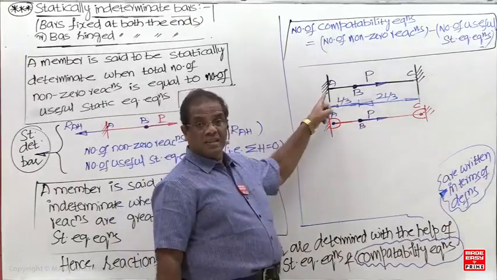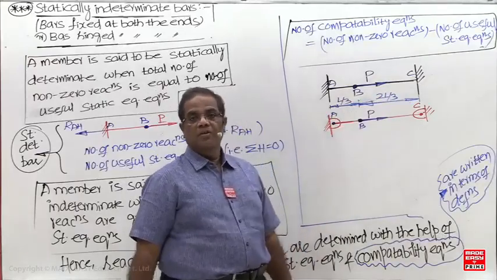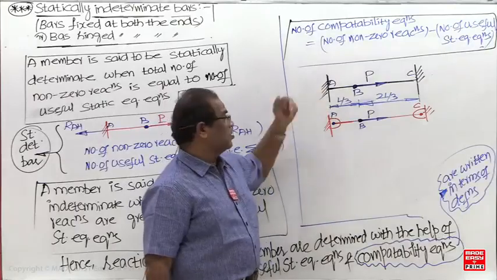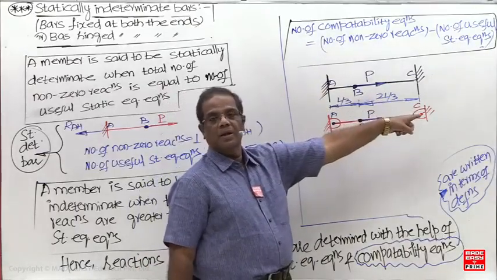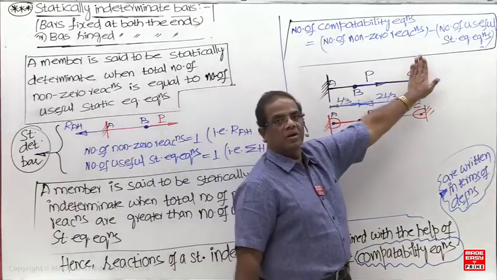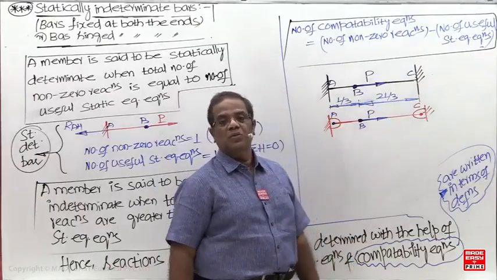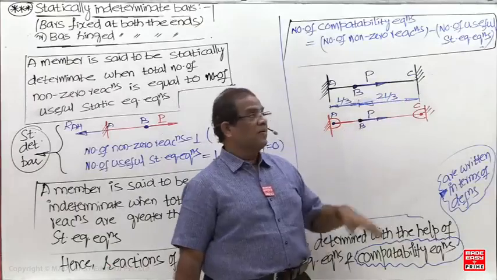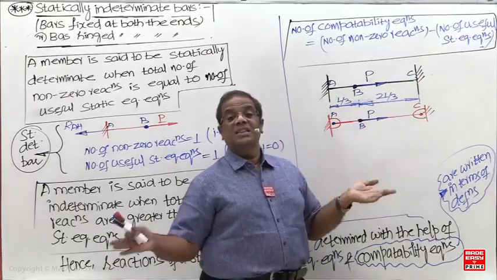Generally one support is sufficient here. Why do we provide another support? To support this load, one fixed support is sufficient. But if I remove this support, the bar is in equilibrium, but the change in length is non-zero.